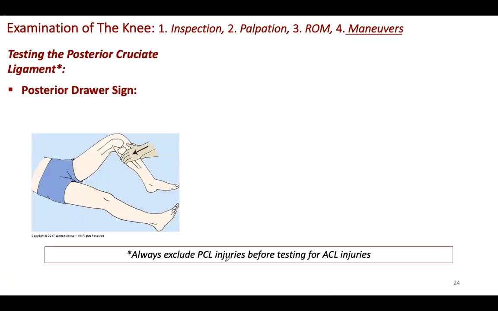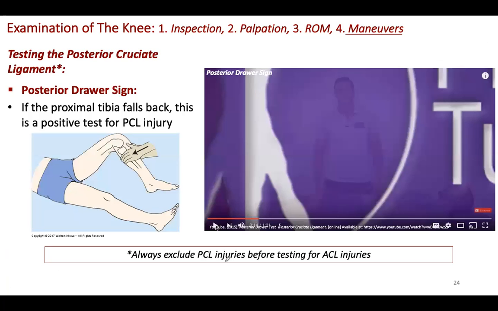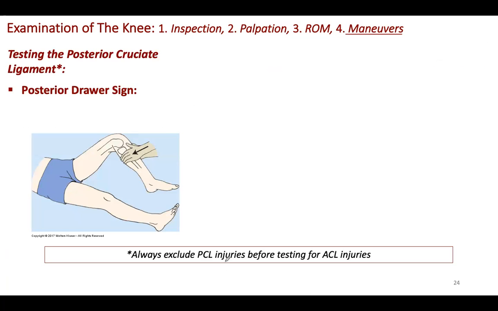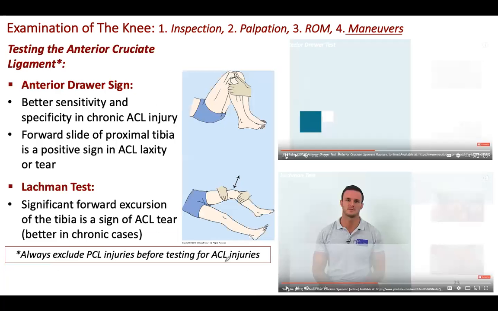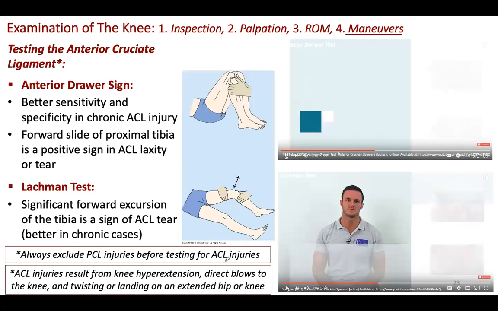The posterior drawer sign, how we do it, this is how we do it. If it is normal, if there is no pain, then this excludes posterior cruciate ligament injury. Then we go back and examine the anterior cruciate. Okay, you get that? There are two tests for examining the anterior cruciate ligament: the anterior drawer sign, and you have the drawings and the video, and the Lachman test.